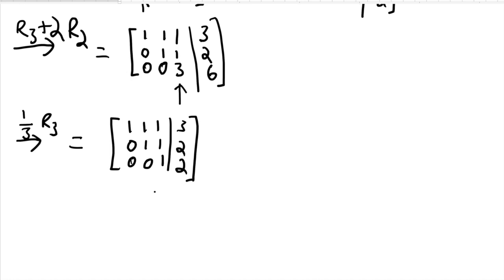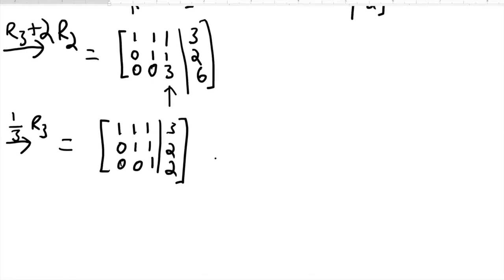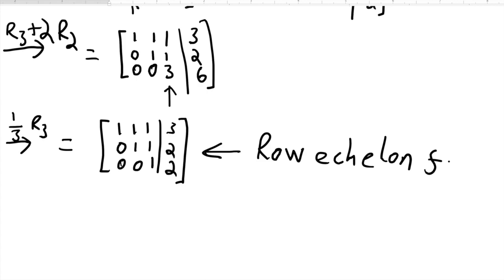And then the fourth step would be to add suitable multiples of the top row to rows below that row, so that all entries below the leading one become a 0. But because we're on the third row, which is the last row of the matrix, we can't do that step, and so we're done. And this matrix that we have here is called the row echelon form. So I'll write this down. So this is row echelon form.